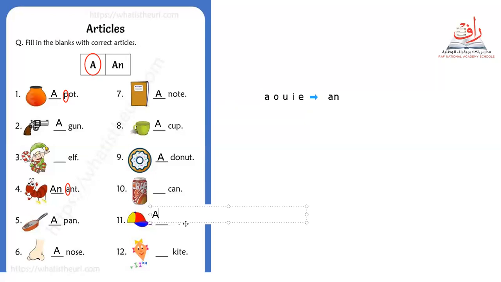I'm going to ask Lana. Hi, Lana. Can you please read the number 12? Kite. Good job. Does it start with the vowels, Lana? K. Is it one of the vowels? No. Excellent. So we should use a. Excellent. Good job. Excellent student. Write them down, please, carefully, okay? Okay, good job.